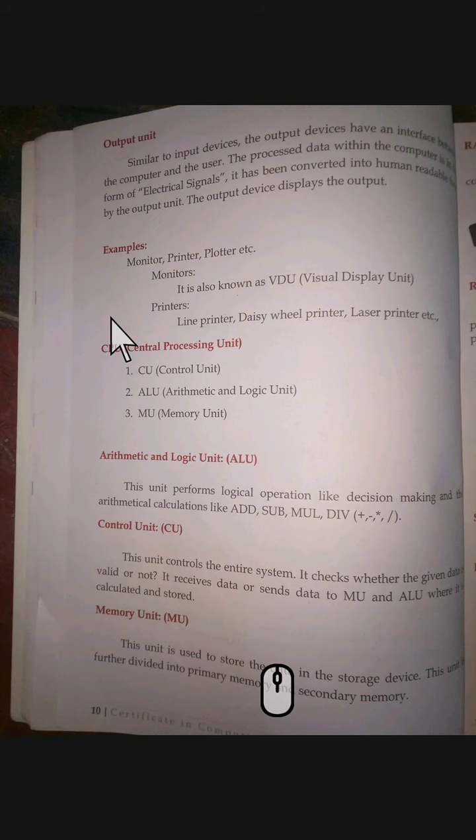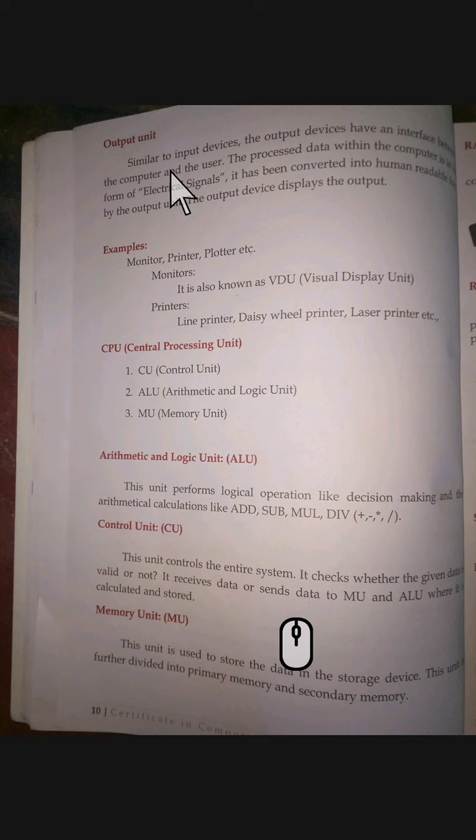Next one, output unit. What is it? Output unit means the results we are getting through the printer, through the monitor, through the speaker, where we get some sound. These are all output units. The output units convert the electronic signals into a human readable form.